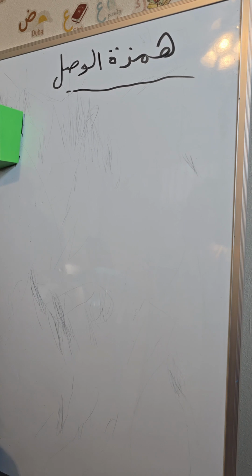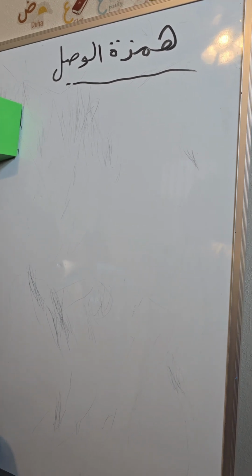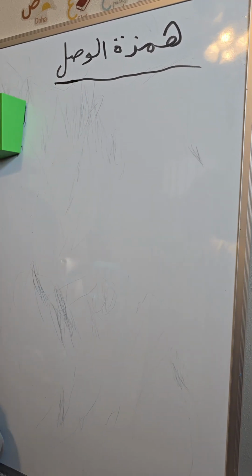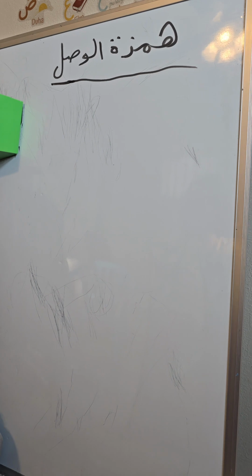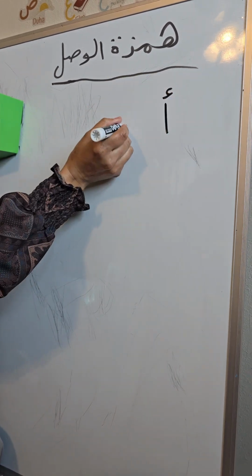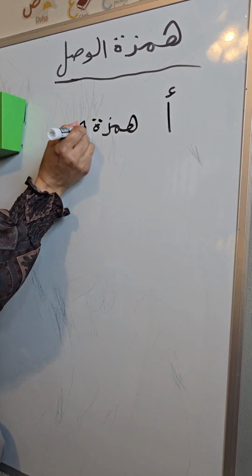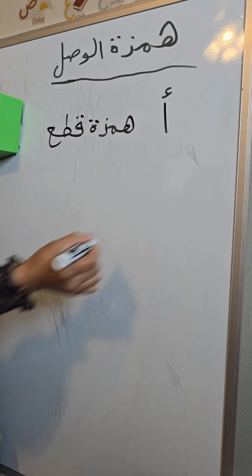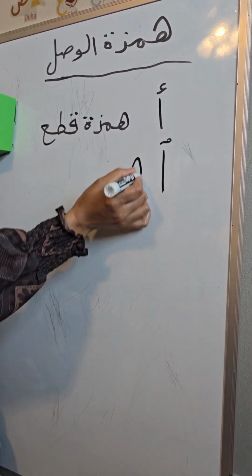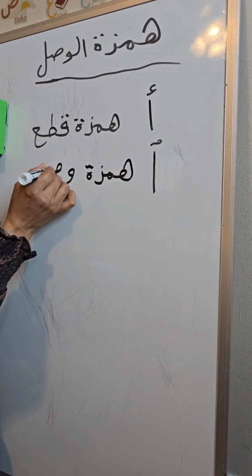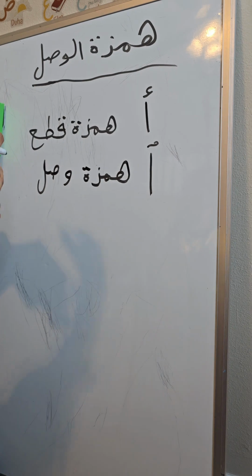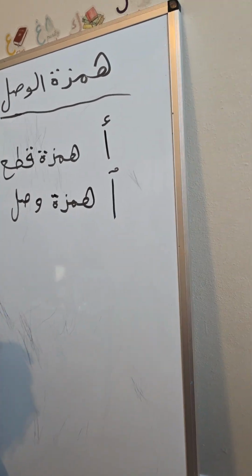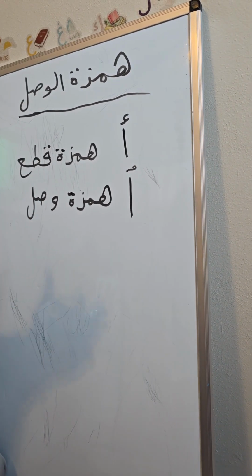Today we're going to talk about Hamzat al-Wasl. Wasl means connect. We have two types of alif. Okay, actually two types of Hamza. We have Hamza, it's called Hamzat Qata. And we have a Hamza called Hamzat Wasl. Wasl, connecting the things together. Mawsul, connecting. Qata, we stop on it.